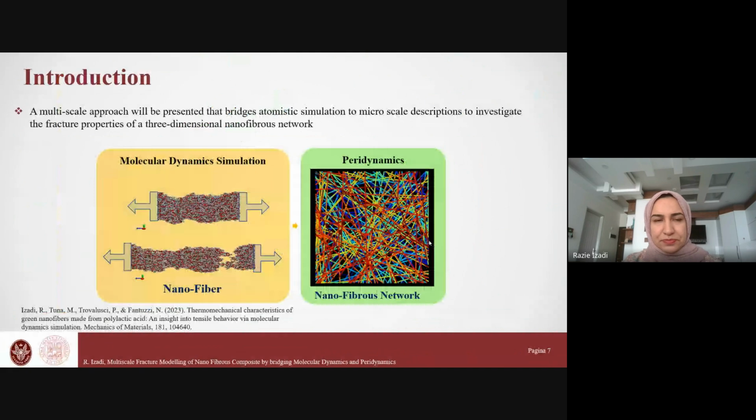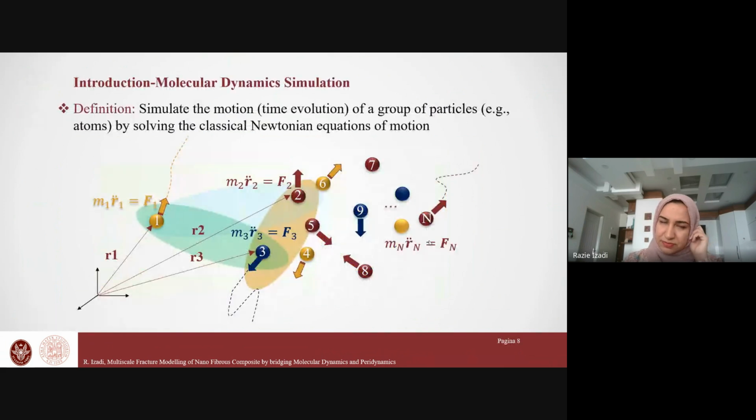In this work, we present a multi-scale approach that bridges atomistic simulation to macroscale description to study fracture properties of three-dimensional nanofibrous network. At the atomistic scale, we use all-atom molecular dynamics simulation on individual polymer fibers, both the untreated ones and silver-doped ones. And at the higher scale, we use peridynamics to find the fracture toughness, the crack propagation, and the fracture properties. At the lower scale, as we said, we use molecular dynamics simulation.